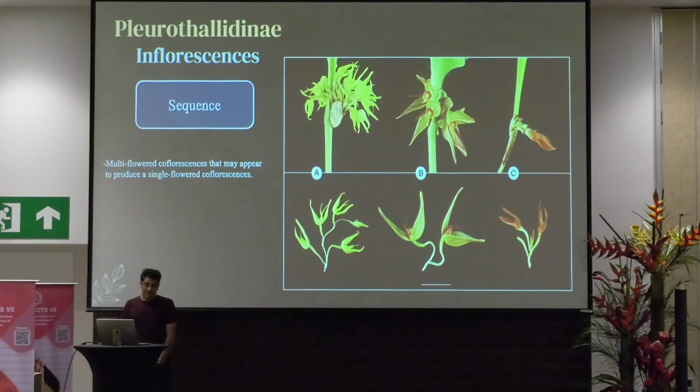So about the sequence, it is important. There are so many important things to talk about here, because if we study carefully the typology of some species, we may find that some multi-flower types may appear to produce single flower coflorescences. As you can see here, there are 2 species of Pleurothallidinae. They look like they produce one single flower coflorescence, but they are actually multi-flower coflorescences. Then we have this species of Specklinia also producing multi-flower coflorescences.